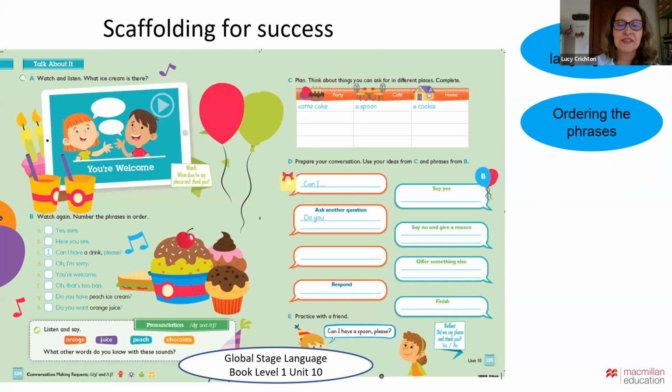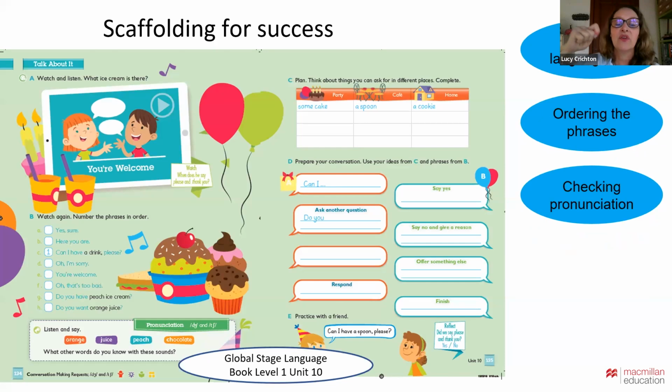And then checking pronunciation. Working with phonics and checking pronunciation is excellent as well for writing, because as children learn, they learn, as I said, to sound out the words as they write. And that helps them make fewer spelling mistakes for sure.